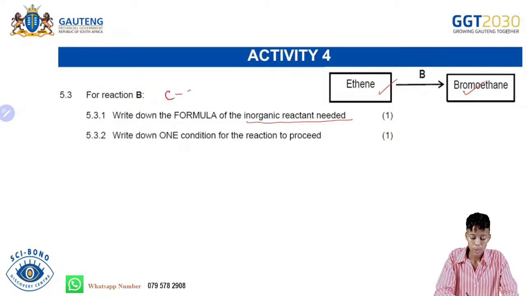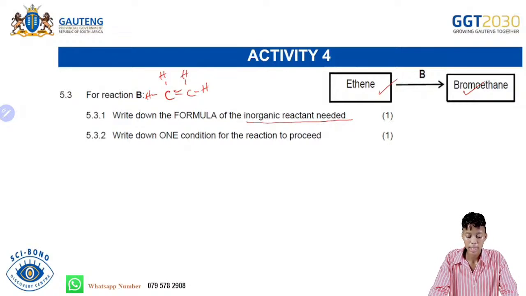But the question says the inorganic reactant that is needed. So what is it that you are moving from? You are moving from an ethene. Ethene, we said the homologous series is alkene. It has a total of 2 carbons. So therefore, between the 2 carbons, we are going to have a double bond.